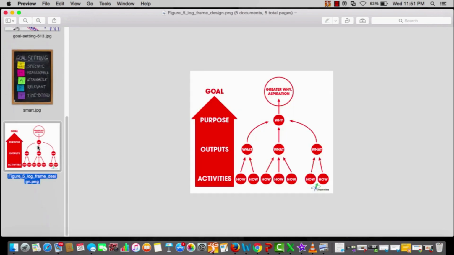Okay, so here is just another image I wanted you to see. You see, in every project and program, there are activities, and those activities will translate to the outputs, which will eventually lead to the goal.